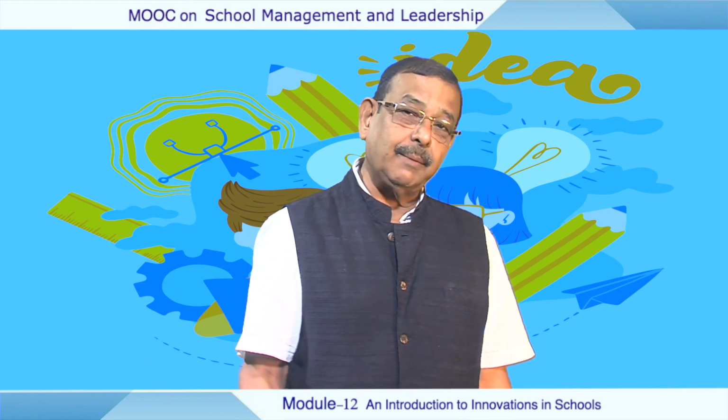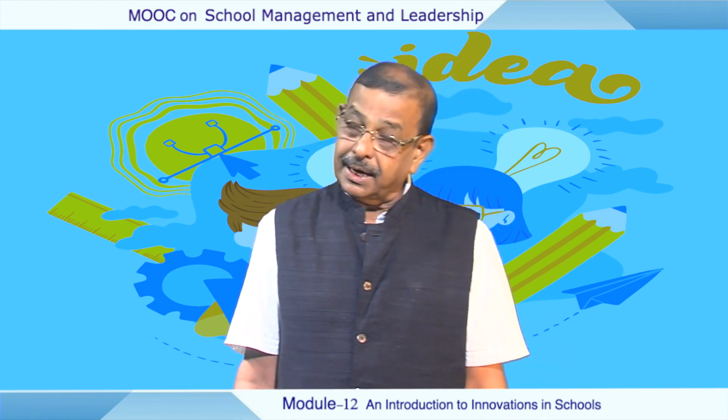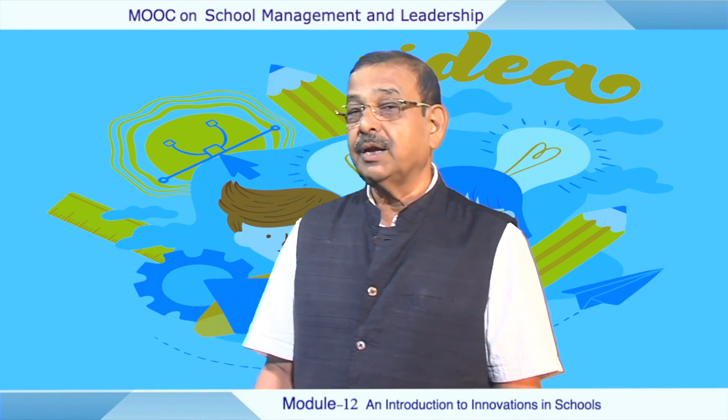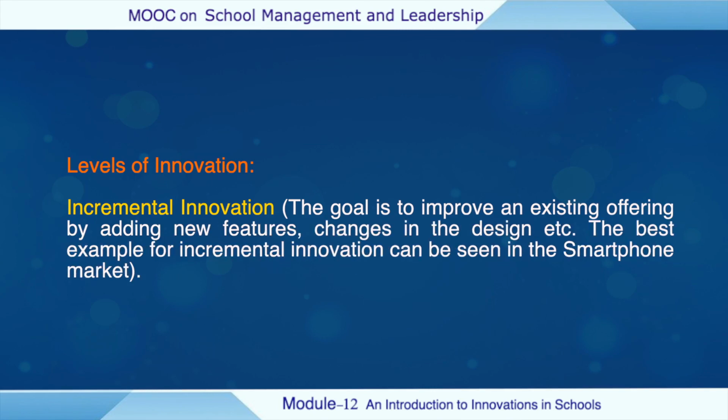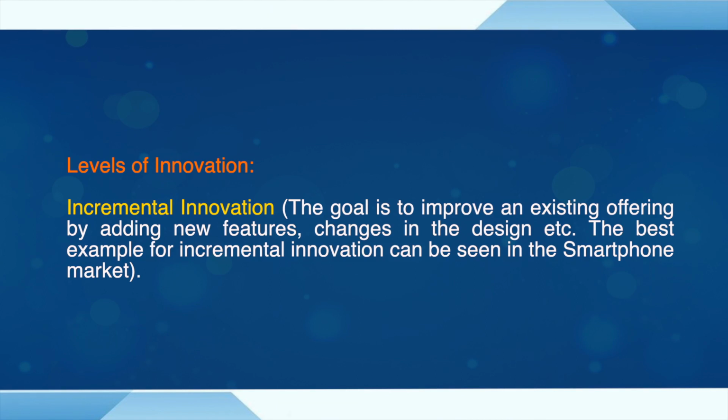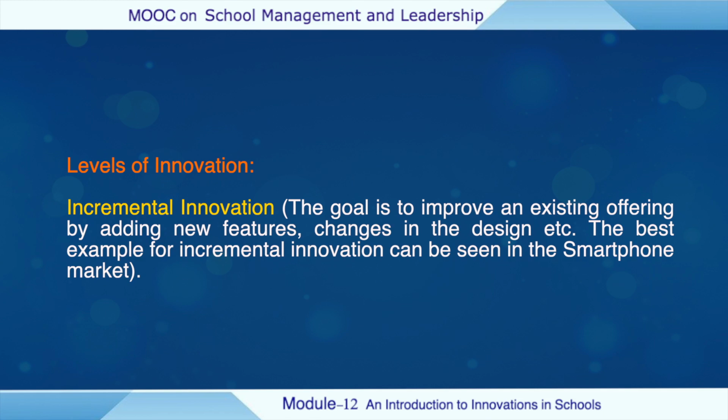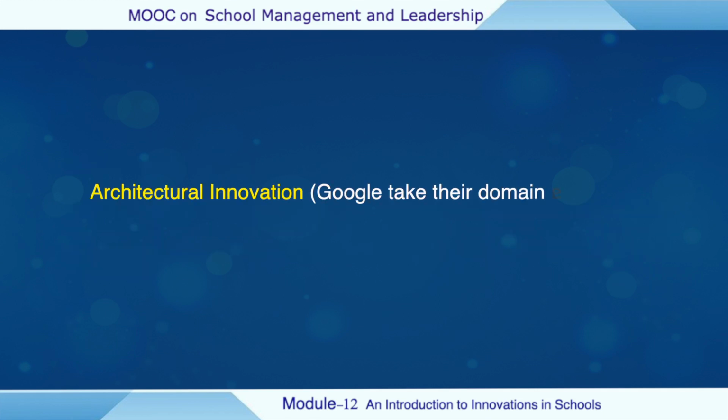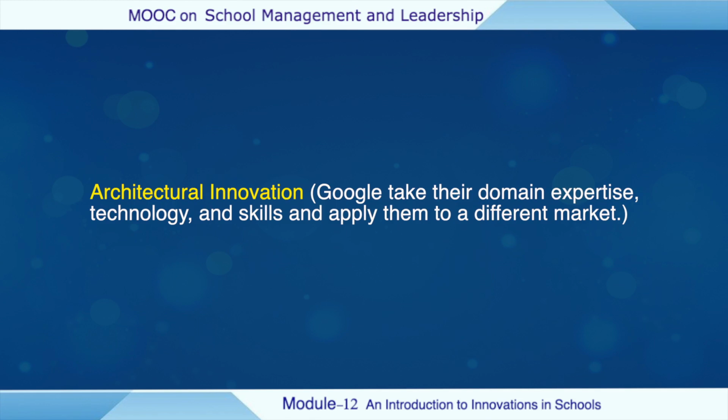So dear friends, we can think about the various kinds of innovations. Some of those innovations might require some macro level interventions, but some of the innovations we can take up ourselves. Incremental innovation, the goal is to improve on an existing offering by adding new features, changes in the design, etc. As I have told you, the best example for incremental innovation can be seen in the smartphone market. It could be architectural innovation. Google took their domain expertise, technology and skills and applied them to a different market.